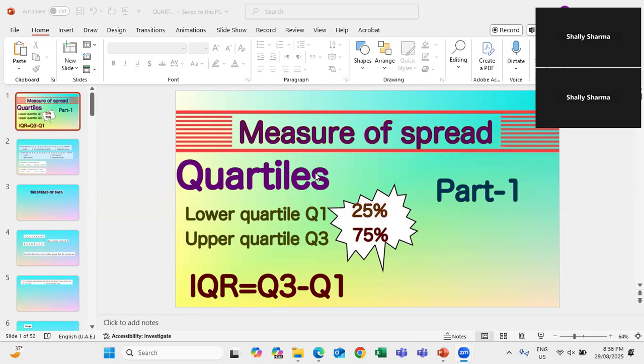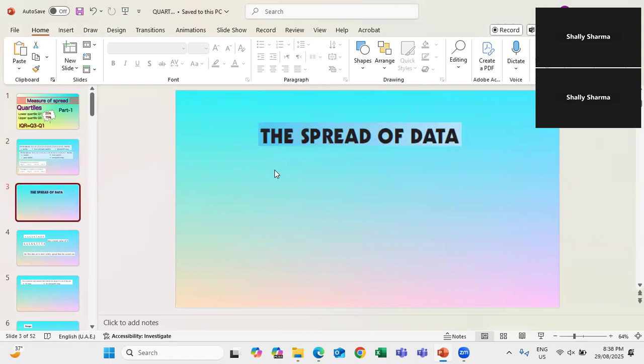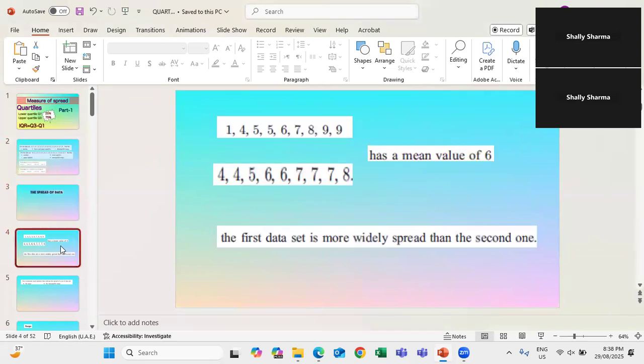And in this topic, we are going to discuss mainly the quartiles. Quartiles will include the lower quartile, the upper quartile, and lastly we will work on the interquartile range. Here we will be discussing all these four different questions after explaining the concept of spread of data. So the topic is spread of the data.